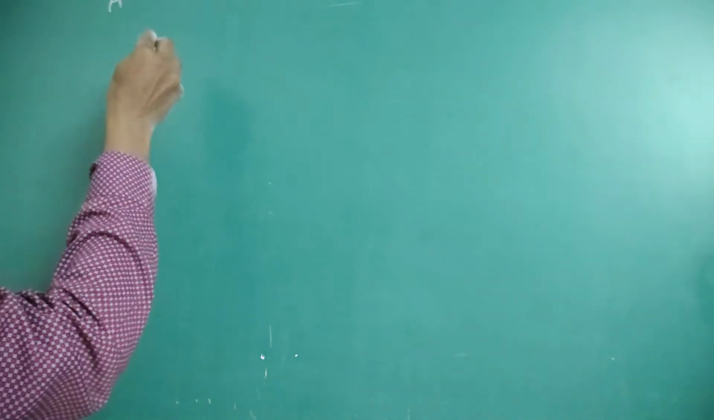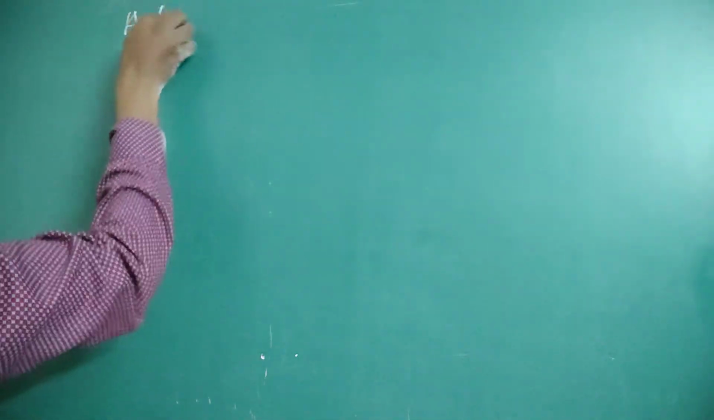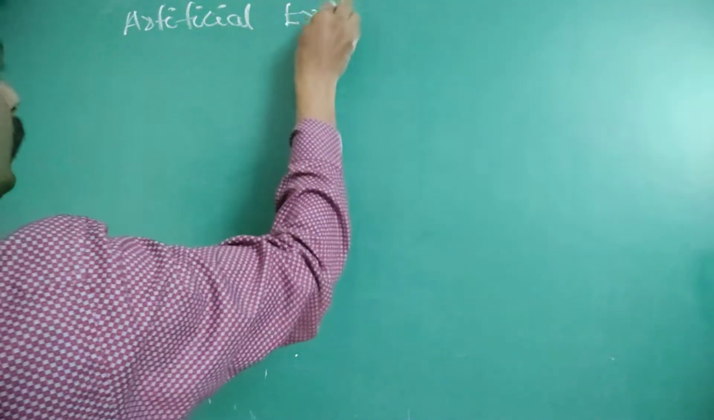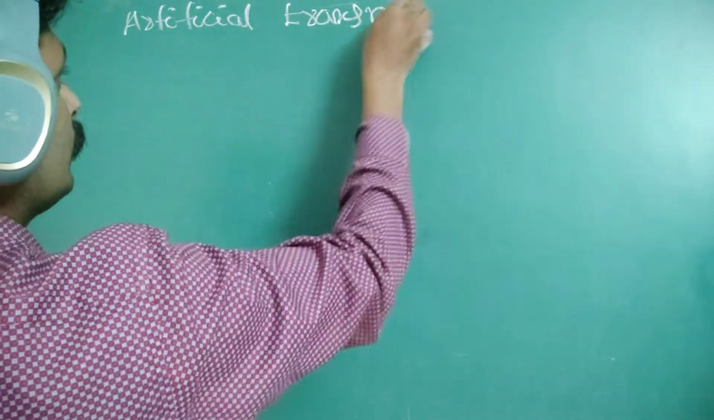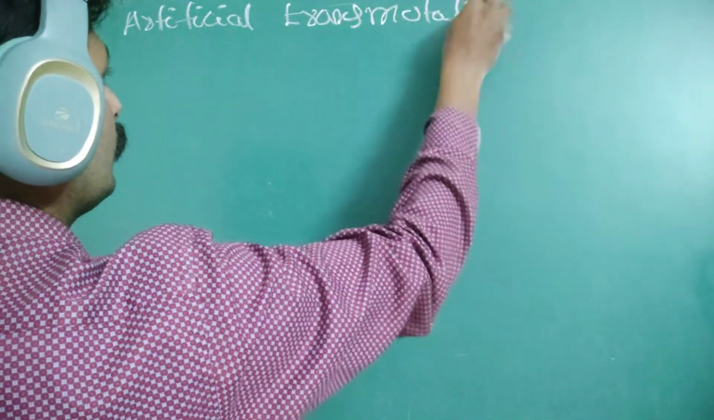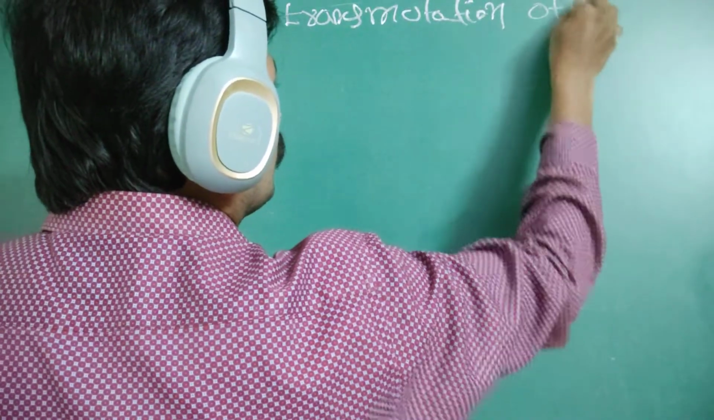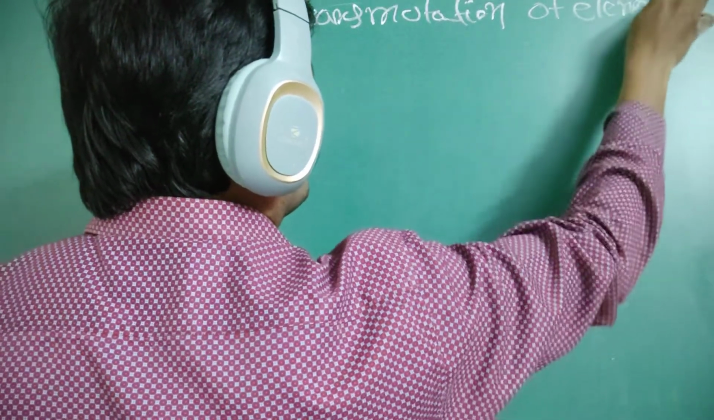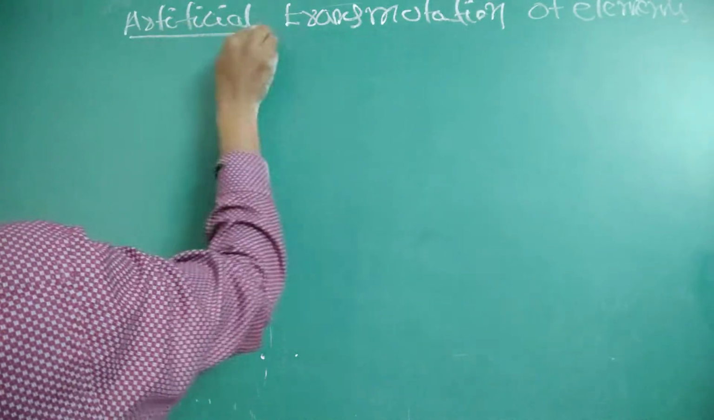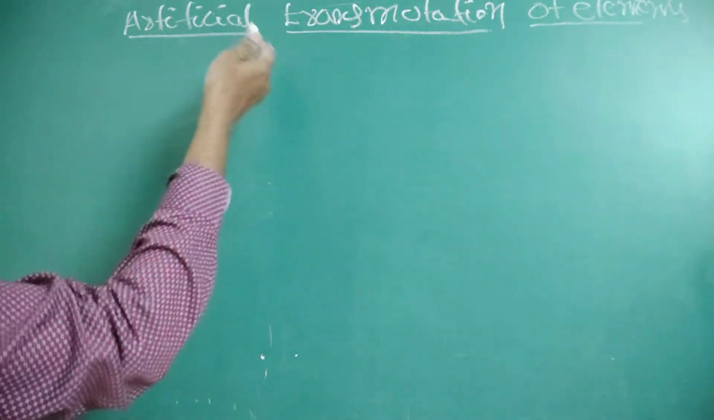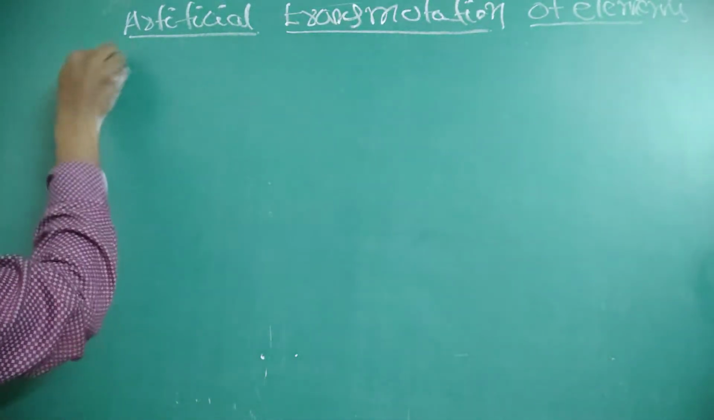Now the next point I have to discuss here is artificial transmutation of elements. First I define what is the meaning of artificial transmutation.